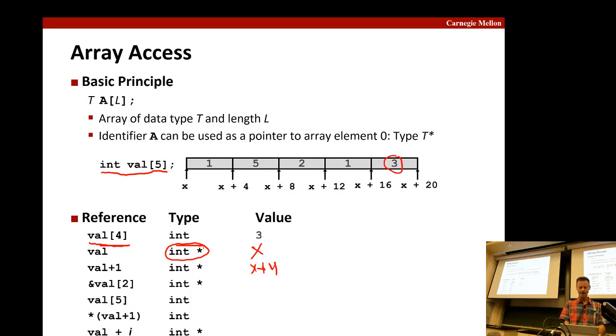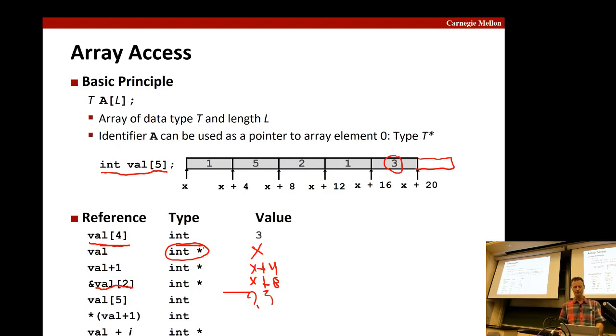So what about this one? So we have val 2, but then we take the address of that. So what is that going to return us? X plus 8. That's right, X plus 8. All right, and what about val 5? That's intended to be an integer, I guess, but what's going to happen? It's off the end, right? I mean, here's 0, 1, 2, 3, 4, so val 5 is this thing here, so who knows what that's going to return, right?